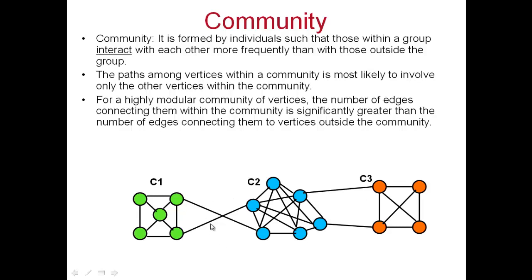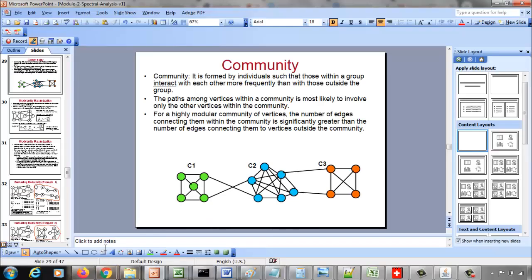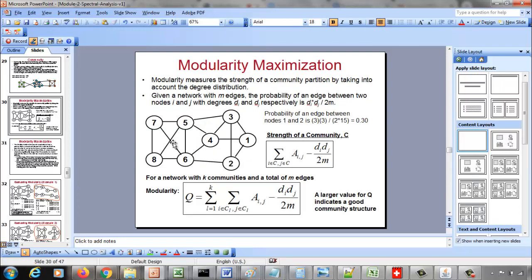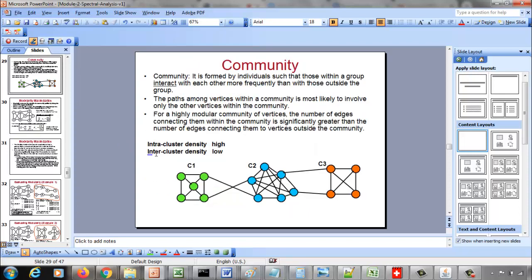In order to call these groupings of vertices a community, there should be a lot of links within them, and we'll later in the community detection module look at those terminologies, but let me just introduce them here. Something called intra-cluster density is expected to be high and inter-cluster density is expected to be low. For a good modular community, modular means you're going to look at this metric called modularity.